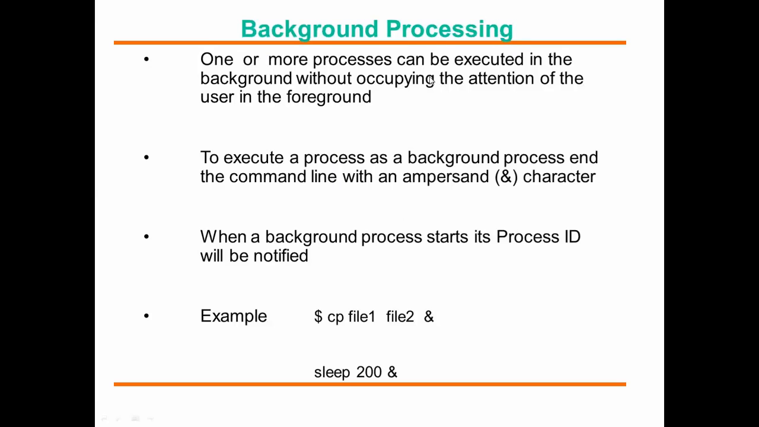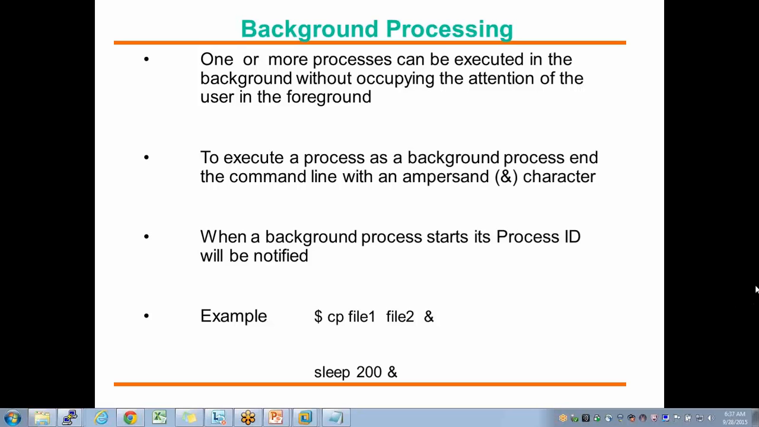One or more processes can be executed in the background without occupying the attention of the user in the foreground. To execute a process as a background process, we have to place an ampersand at the end. When a background process starts, its process ID will be notified. One common area where we use this is when I am trying to copy huge files, or most importantly when I am trying to take a backup which takes like 30 minutes or 4 or 5 hours. I don't want it to run in the foreground.